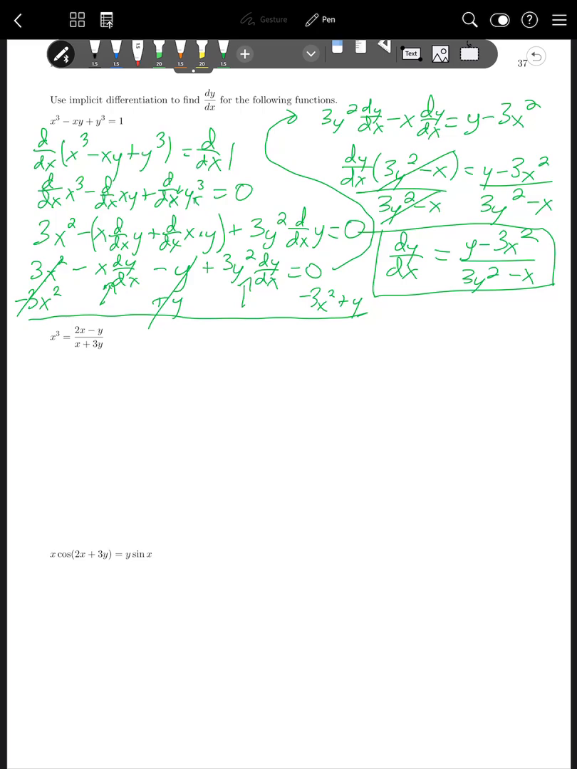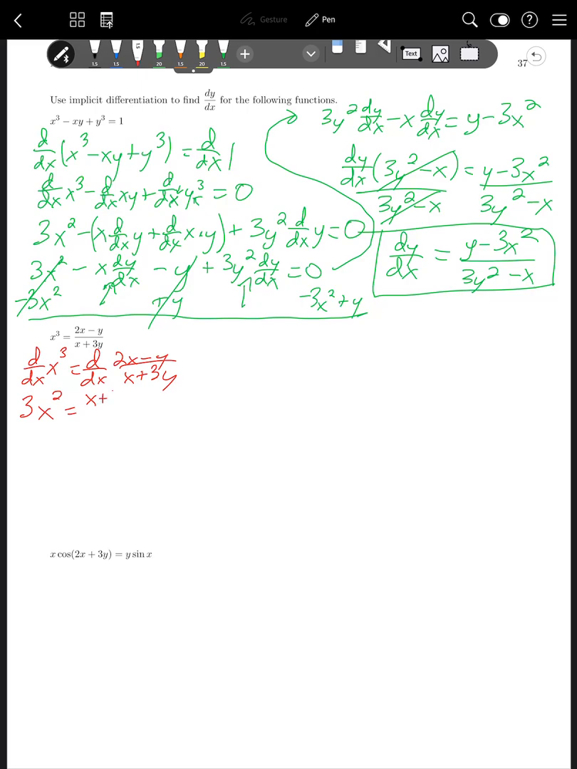Okay, so let's try another one. So the second one, same idea, right? Take the derivative with respect to x on both sides. So on the left-hand side, those variables match up, so I just do normal differentiation. So the derivative of x cubed is 3x squared. On the right-hand side, I'm going to need to use the quotient rule.